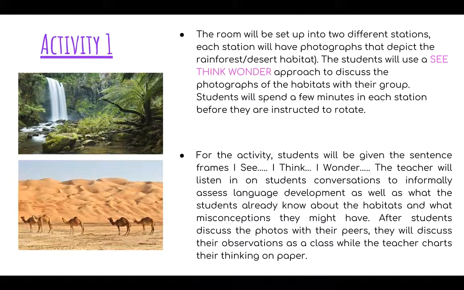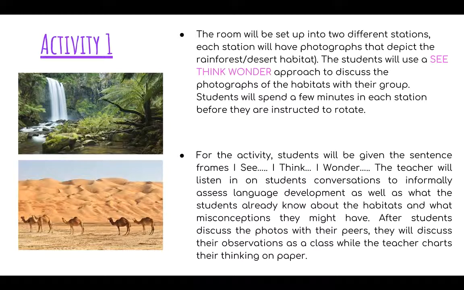For the first activity, the room will be set up into 2 different stations. Each station will have photographs that depict the rainforest and the desert habitat. The students will use a See, Think, Wonder approach to discuss the photographs of the habitats with their group. Students will spend a few minutes in each station before they are instructed to rotate. For the activity, students will be given the sentence frames, I see, I think, and I wonder. The teacher will listen in on students' conversations to informally assess language development as well as what the students already know about the habitats and what misconceptions they may have.